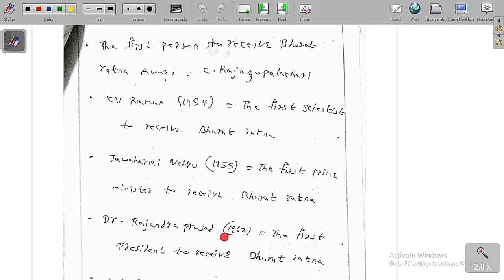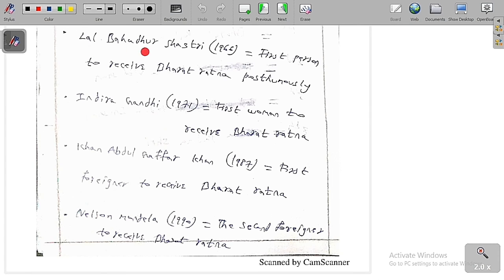And Dr. Rajendra Prasad, in the year 1962, was the first president to receive the Bharat Ratna. So if we ask who is the first president to receive the Bharat Ratna, it is Dr. Rajendra Prasad.